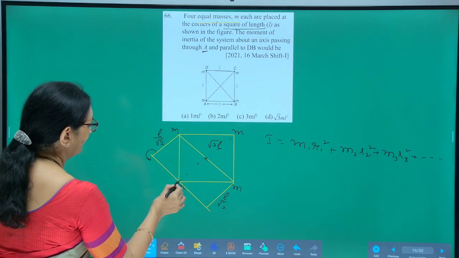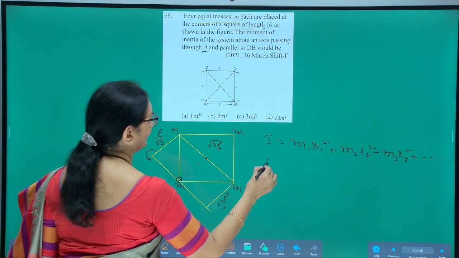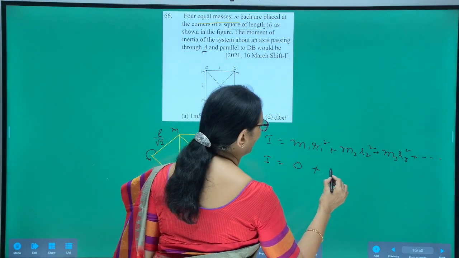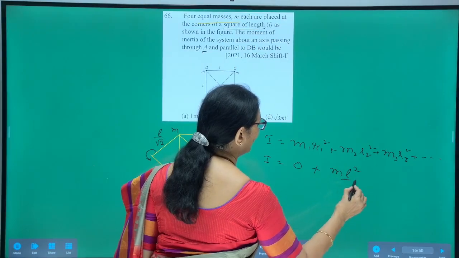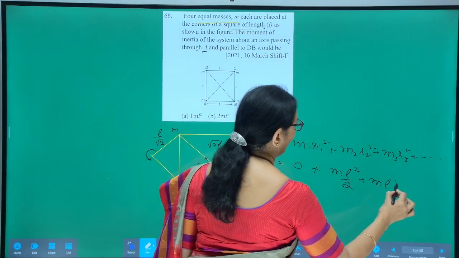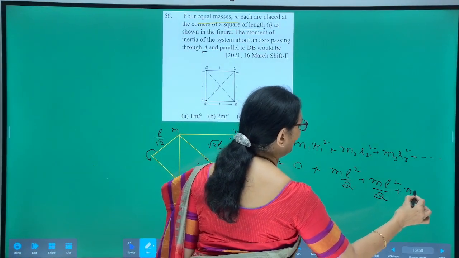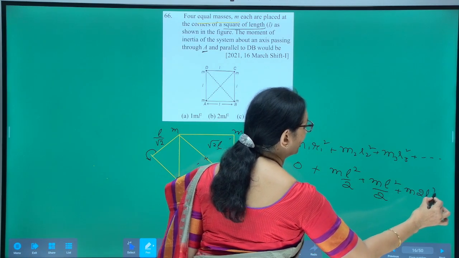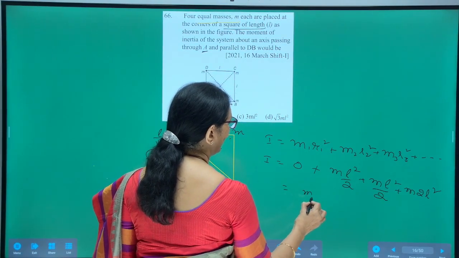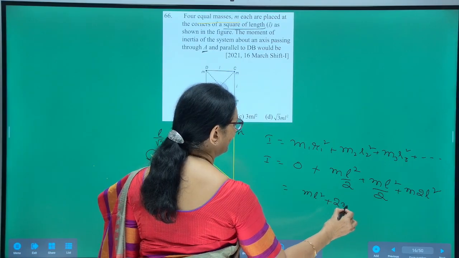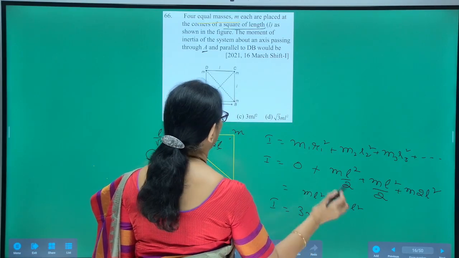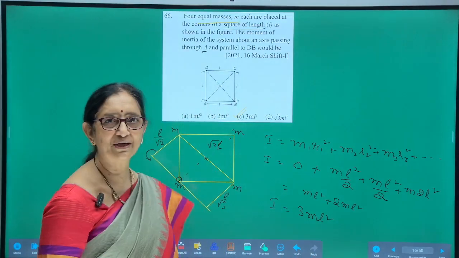So this is L by root 2, this is L by root 2, and this diagonal length is root 2 L. So the moment of inertia is 0 plus m into L by root 2 whole square, which is m L square by 2, plus m into L by root 2 whole square, L square by 2, plus m into root 2 L whole square. So mL square by 2 plus mL square by 2 is mL square, plus 2 mL square. So the answer is 3 mL square. So this is the correct choice for that problem.